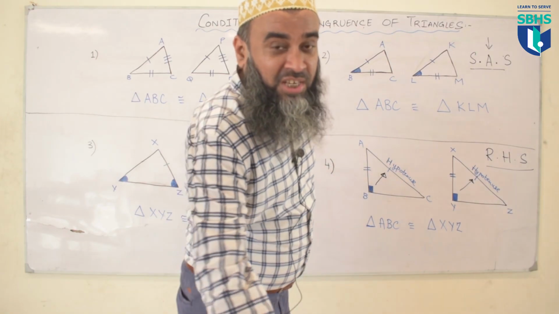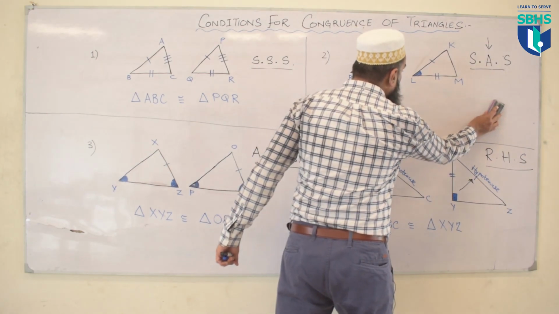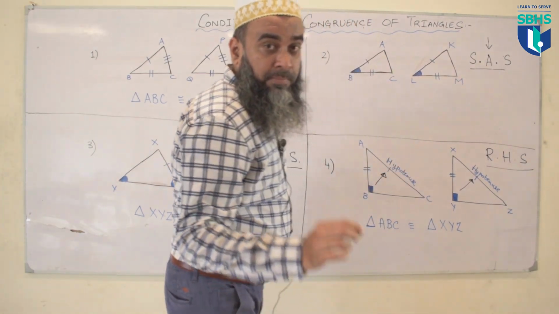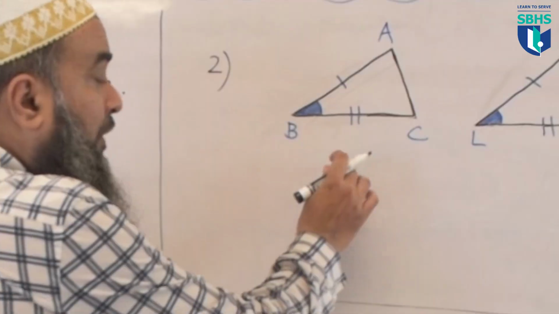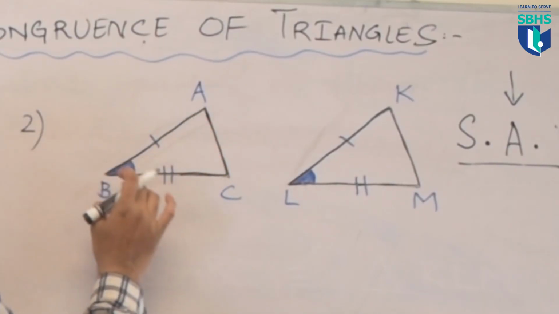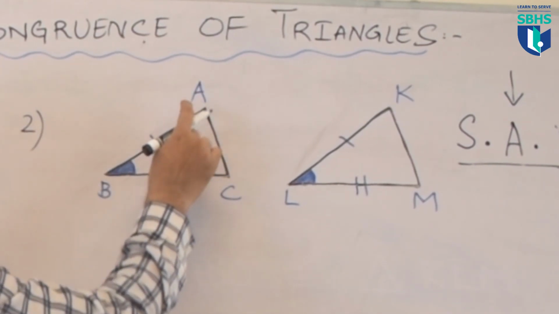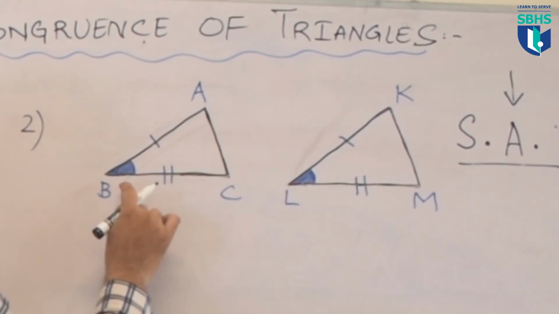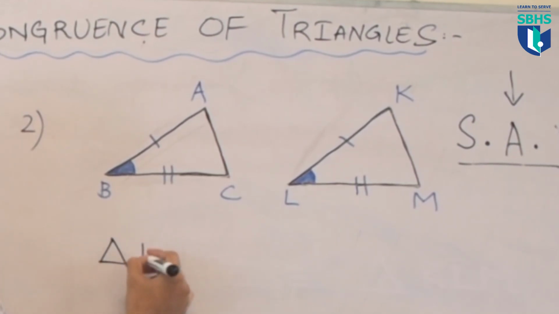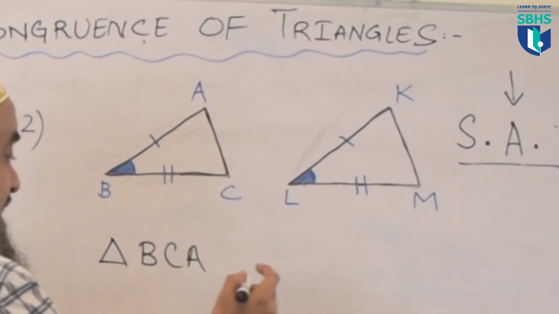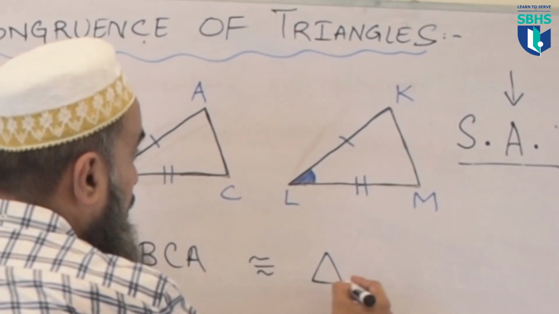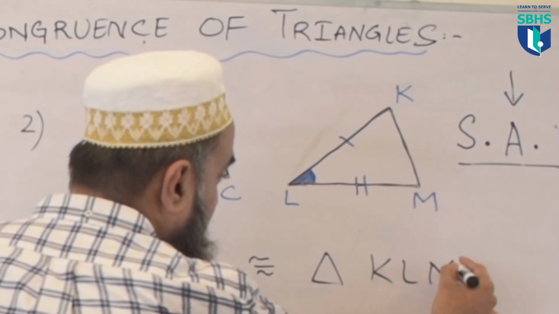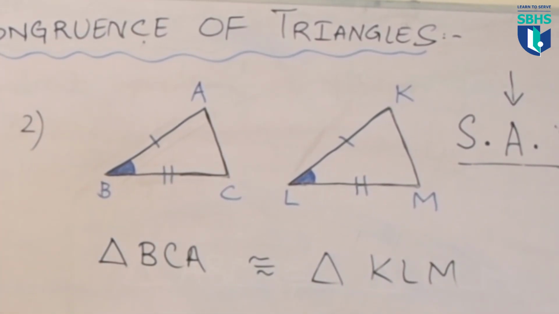One more thing which I want to tell you, which is very important while you are determining the congruency of two triangles, is the alphabetical order in which you are selecting the letters in a triangle. See, for example, if I am taking this triangle as triangle BCA, and I am asking, is it congruent to triangle KLM? Is this way of writing correct or not?